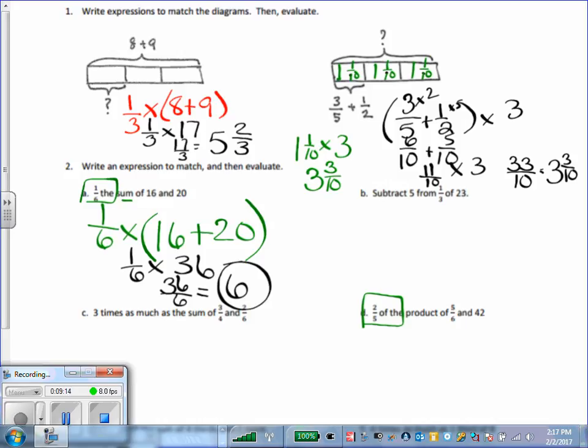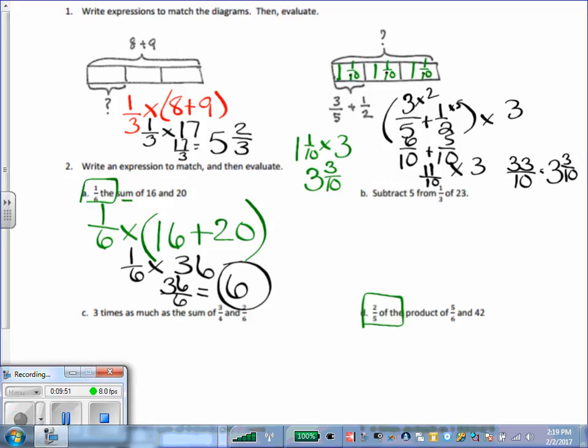I just finished A. I want you to look at B. Subtract 5 from 1/3 of 23. So what do you think you're going to do there? You've got subtract 5 from 1/3 of 23. What do you think you're going to do?